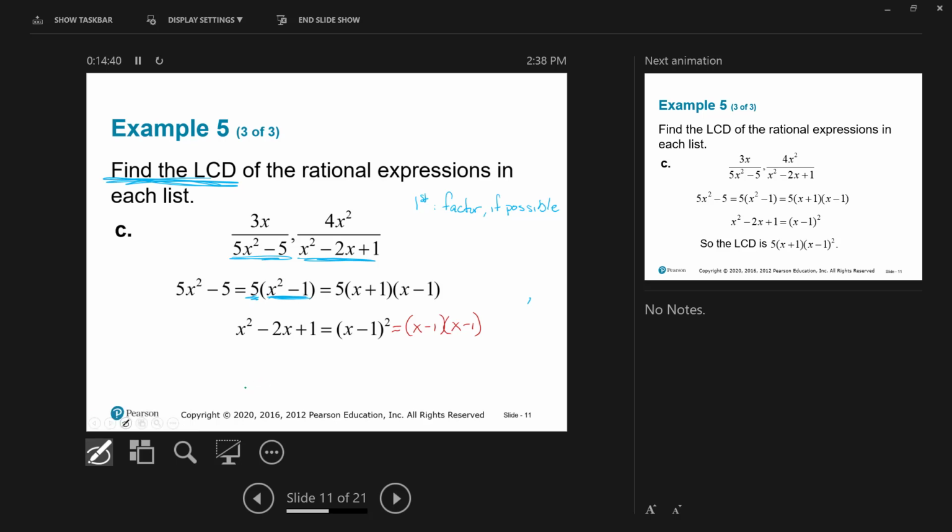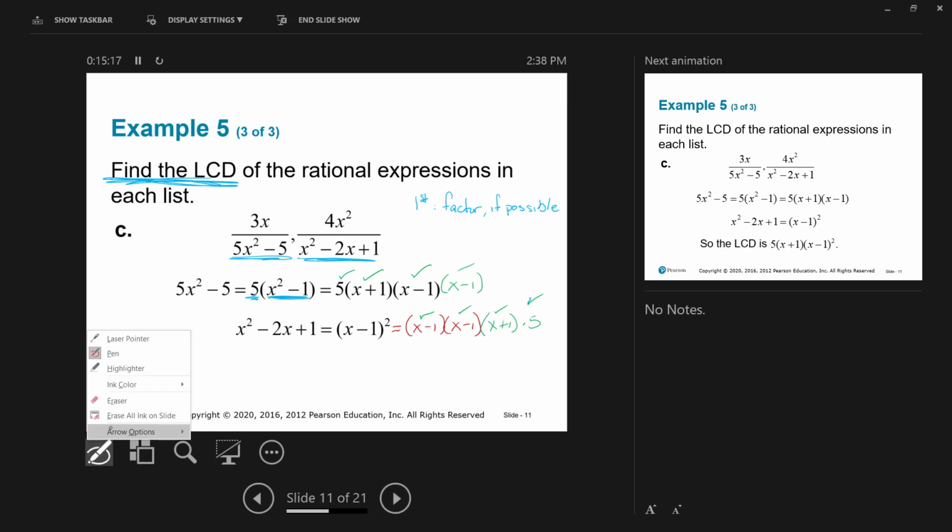Remember, we need to make these guys look the same. I'm noticing the first denominator has an x plus 1, but the second denominator does not, so it needs an x plus 1. Check. I'm noticing the first denominator has a 5, but the second one does not, so it needs a 5. Check. I'm noticing the first denominator has an x minus 1, and so does the second denominator. But I'm noticing this first denominator is missing the other x minus 1. Now it has them both.